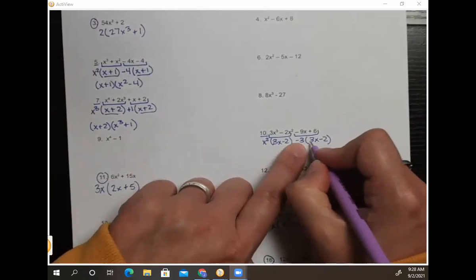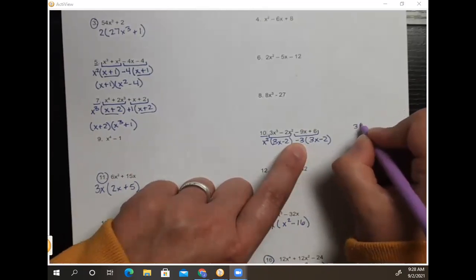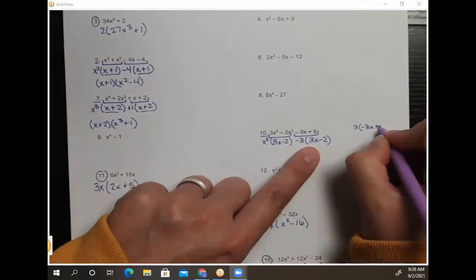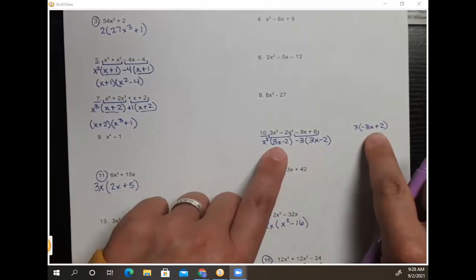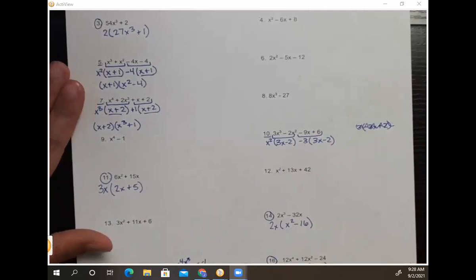If I didn't pull out a -3, if I use 3 as my GCF, my stuff in parentheses would have been -3x plus 2, and that's not the same, right? Then I would have a problem. So that's why we wanted to make sure we pulled out a -3 for our GCF there.